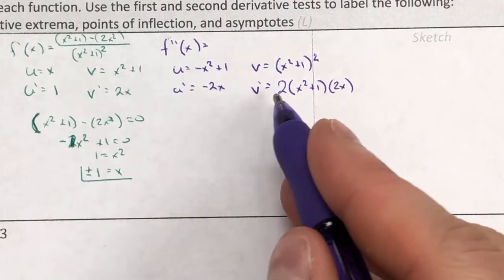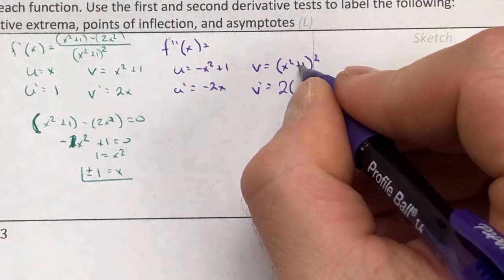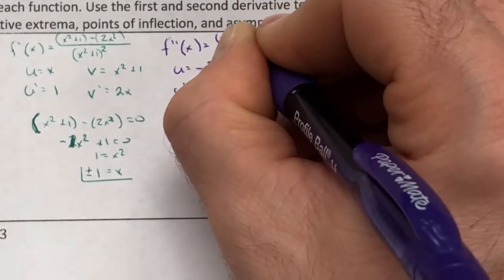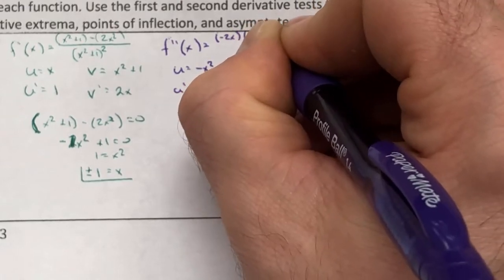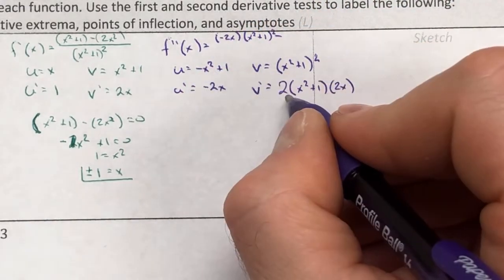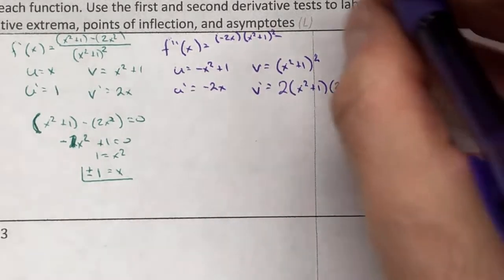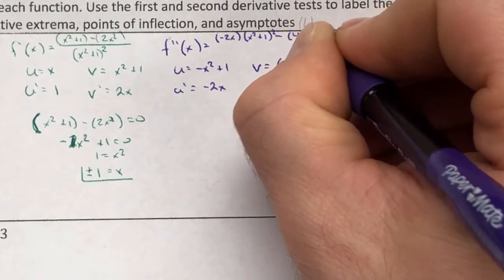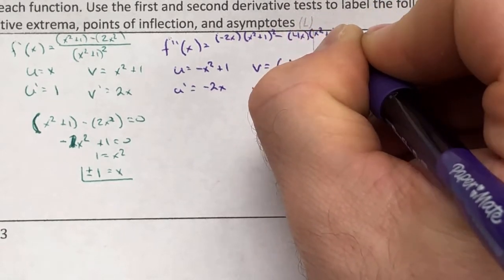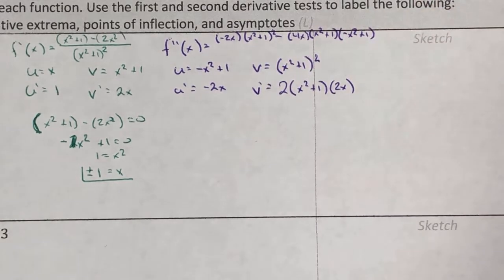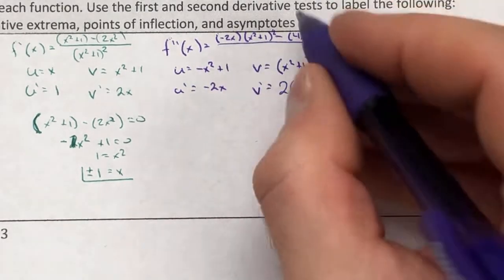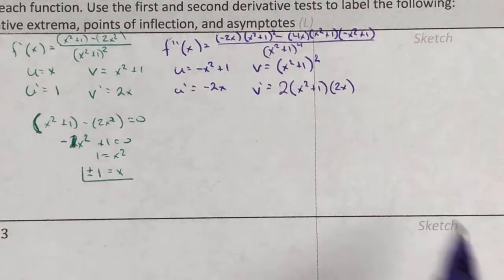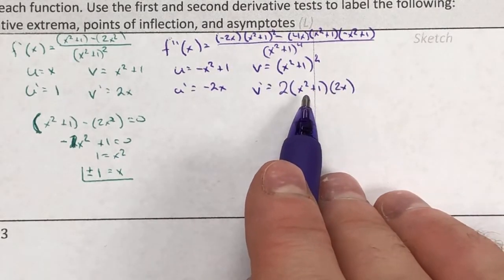And again, we're going to set this up as low d high minus high d low, all over low squared. So low d high, I will get a negative 2x times x squared plus 1 squared, minus high d low. So I've got this times all of this. So let's see, that's 2 times 2x, so that'll be a 4x times x squared plus 1 times negative x squared plus 1, all over low squared. So that x squared plus 1 squared, now it's going to be to the 4th power. And again, this looks really complicated, but I'm going to break it down into pieces.